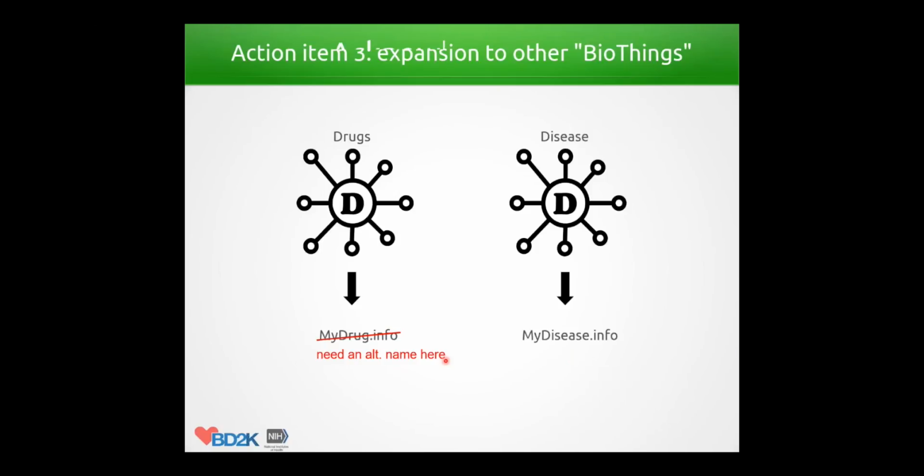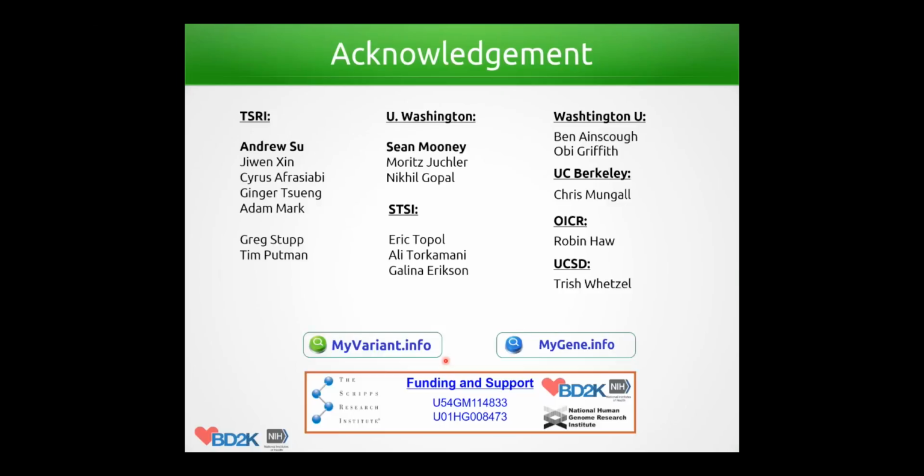Okay, so I think I will finish here. I touched on the MyGene and MyVariant project update, and I showed you the JSON-LD use case for the MyVariant.info API, and also shared with you our plan for the BioThings API framework.